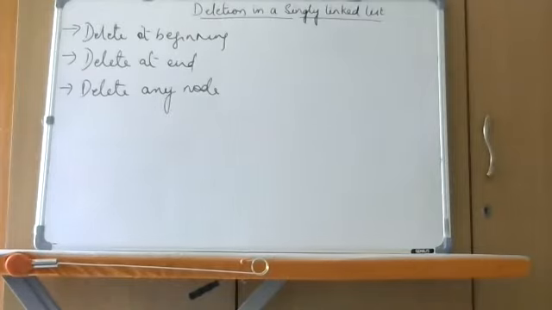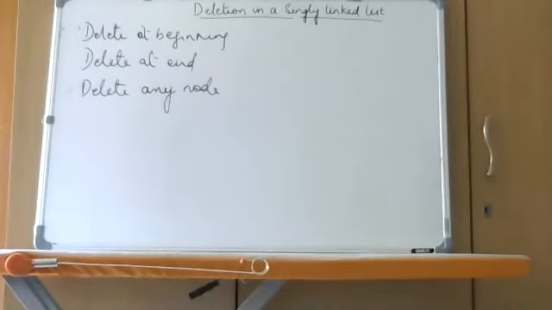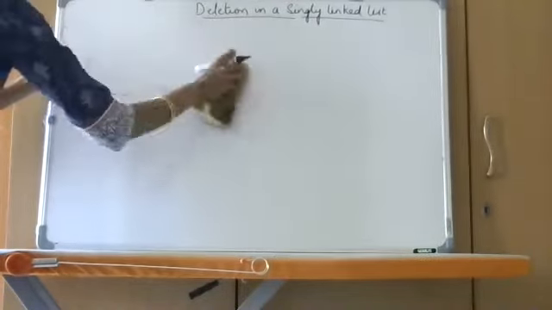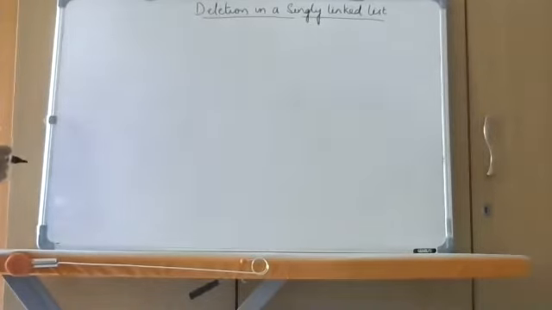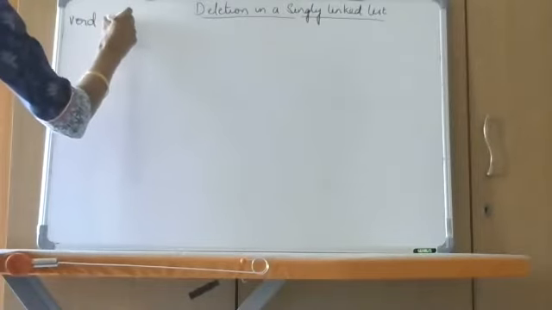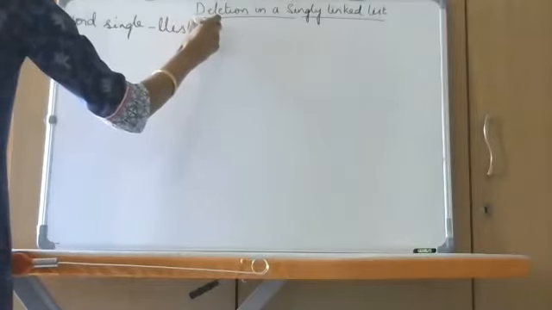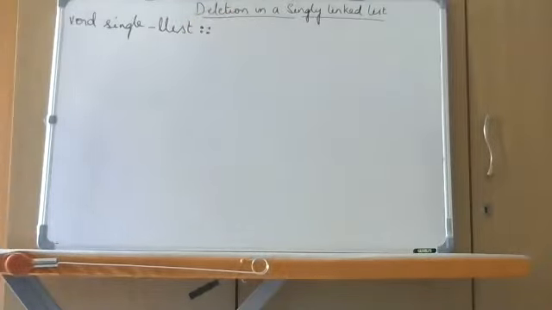So delete at the beginning, delete at the end, and delete any node. These are the three different options that we have. Let us begin with delete at the beginning. How can we delete a node at the beginning of the single linked list? This is what we are going to see. So I will take the same class we had created, single list. I hope all of you have gone through my previous videos. Otherwise, it is difficult for you to have continuity here.